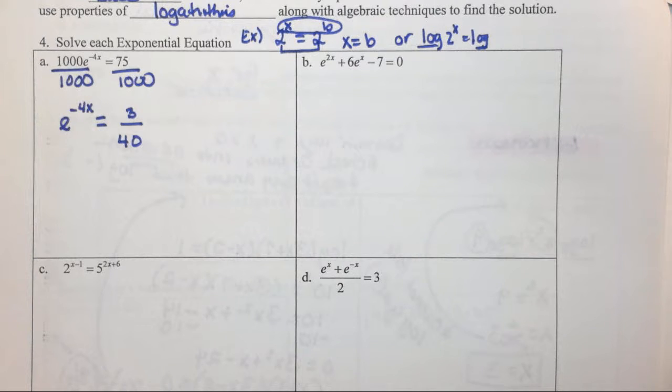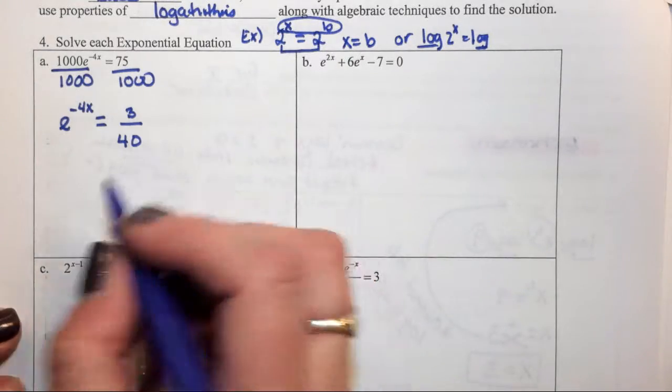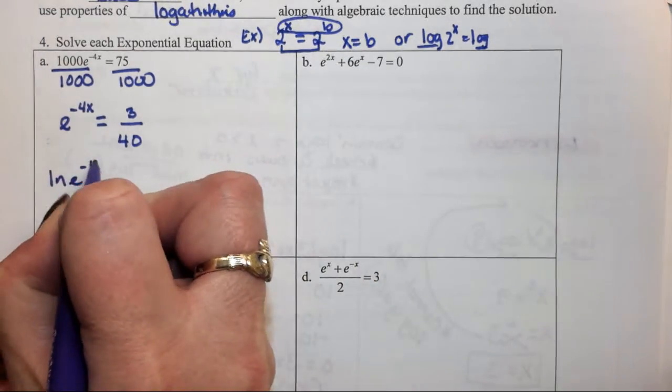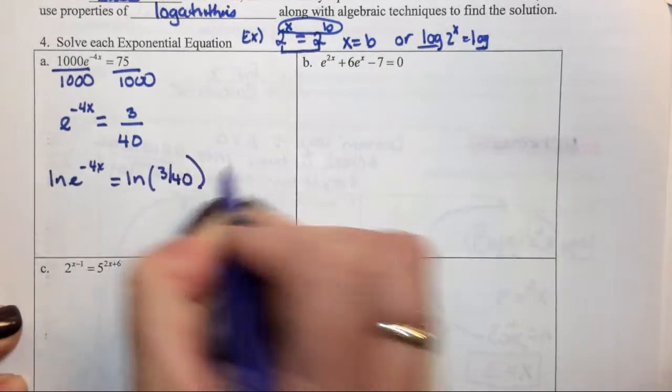So this is where you can take the log of any base. It can be log base e, log base 10, log base 5, it doesn't matter. But we need to take the log of both sides of this equation. Most commonly we use the natural log. So the natural log of e to the negative 4x is equal to the natural log of 3 over 40. Keep that 3 over 40 inside parentheses.